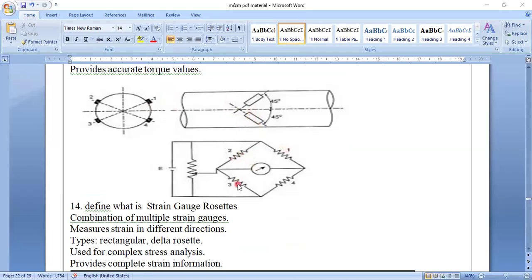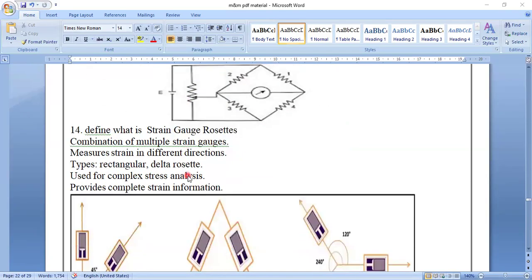This is 1, 2, 3, 4. There are 4 resistors, with a galvanometer inside. The end of this one is connected to this resistor. This resistance again gives the EMF here, which is recorded and displayed. So this is how it is made.